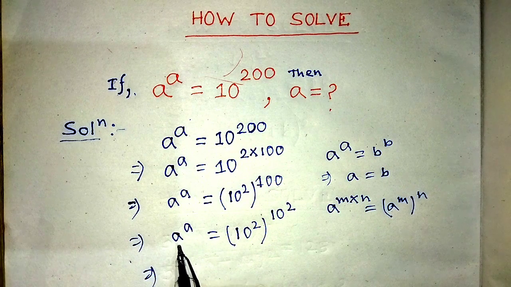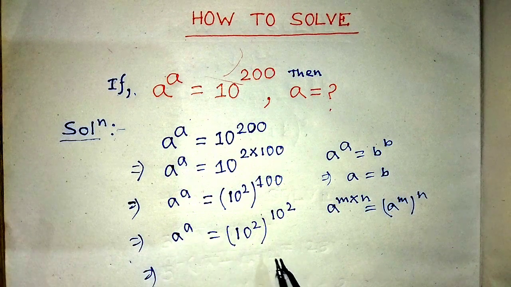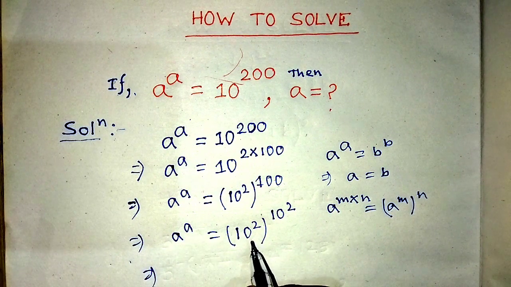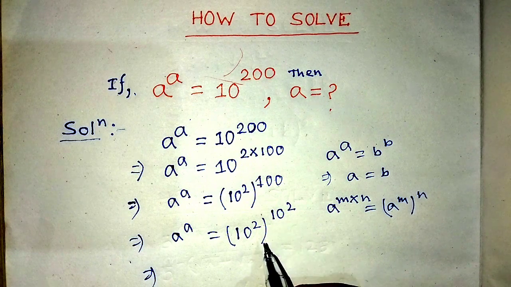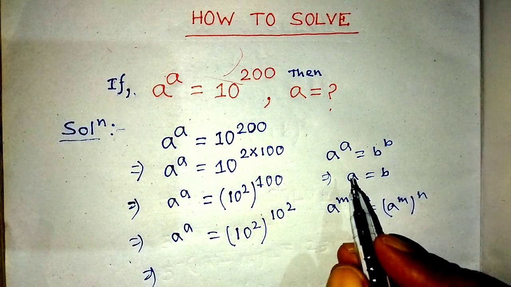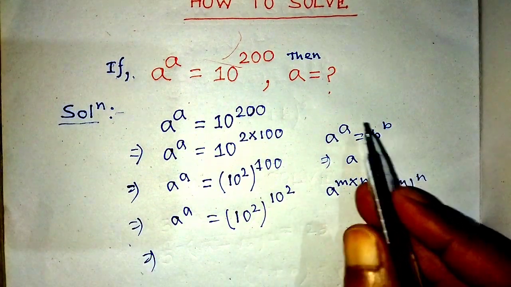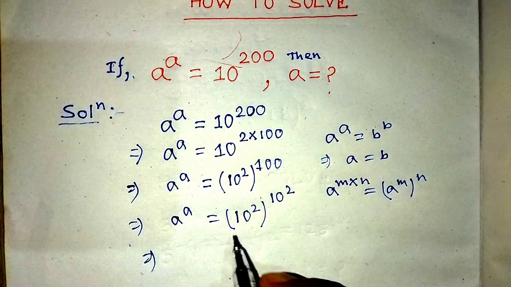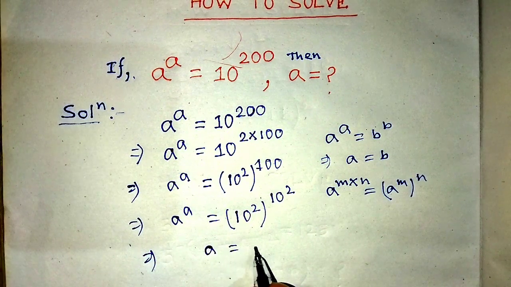On the left hand side here is a to the power a, that means base and power both are same, and on the right hand side in the place of base is 10 square and in the place of power is 10 square. That means on the right hand side base and power both are same. So after that we can apply this formula. After applying this formula on this equation, we can write a is equal to 10 square.